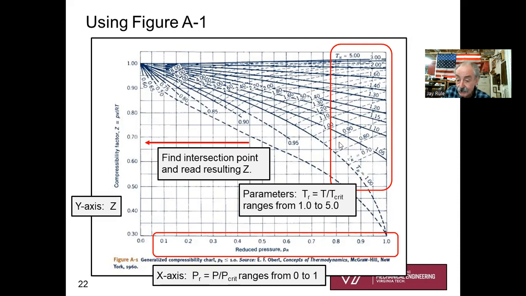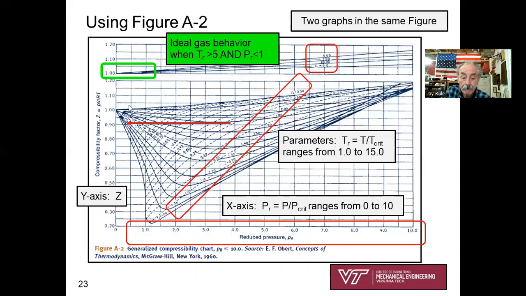So do you see how you've got your PR, you've got your TR. So you seek the intersection. Where do your two lines intersect? Read off horizontally and read the resulting Z. It's as simple as that. Now, let's say your pair of PR and TR did not land on figure A1. Let's say your reduced pressure was a large number or a tiny number. Okay. Let's look at figure A2.